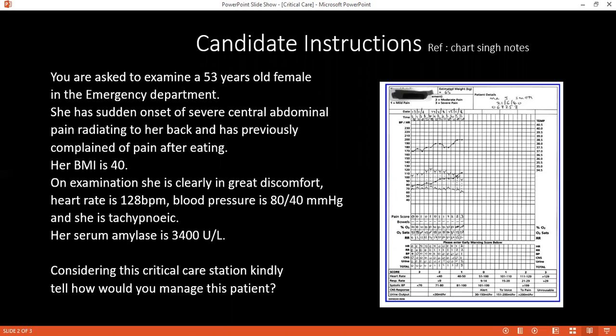So complications: we can expect a pseudocyst, at about 4 weeks from the time of the pancreatitis. It can result in abscess formation, fat necrosis, renal failure, acute respiratory distress syndrome, sepsis, hypocalcemia, hyperglycemia, hypoalbuminemia, and also shock.